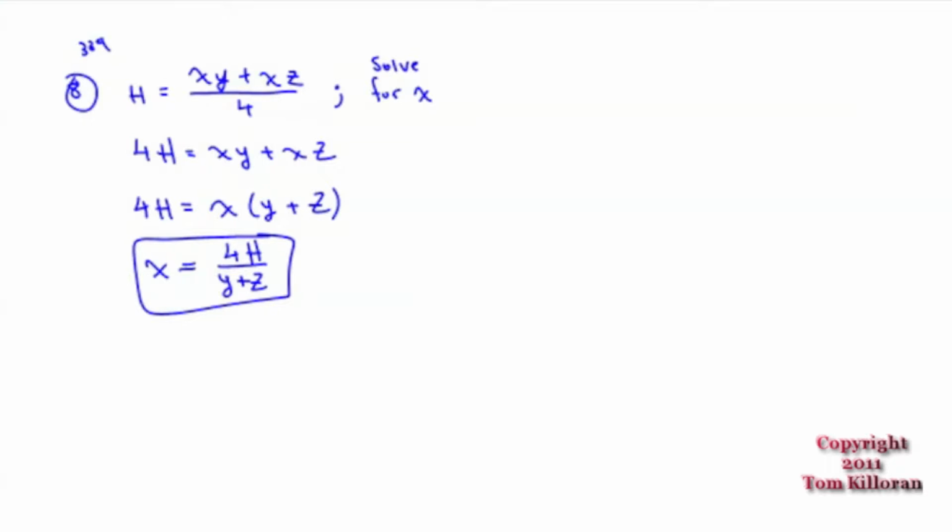All right, so that one wasn't horrible. It's just warming you up to variable algebra. How about number 12? It gets a little worse. Big E over little e equals big R plus little r, divided by little r. And we want to solve for baby r.